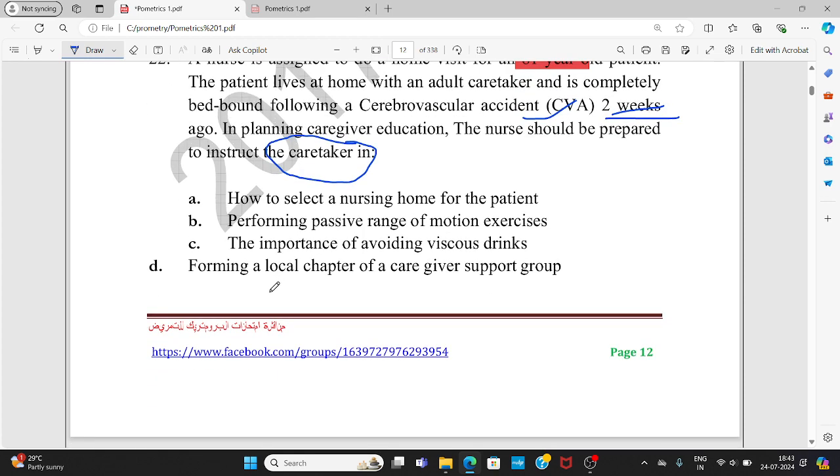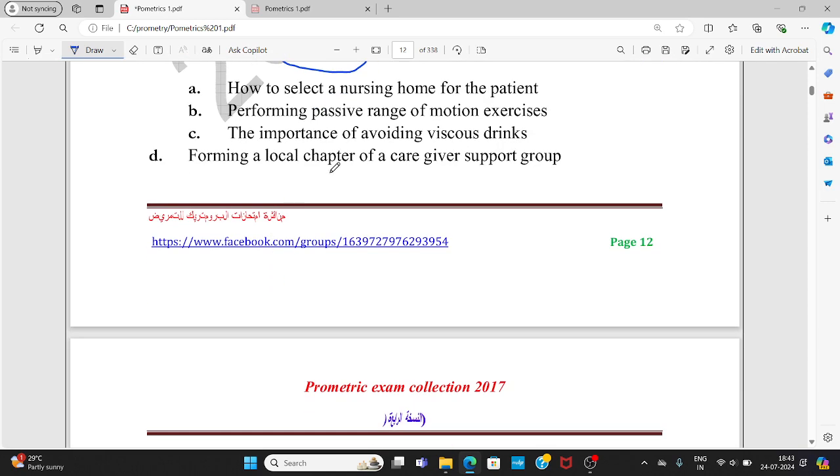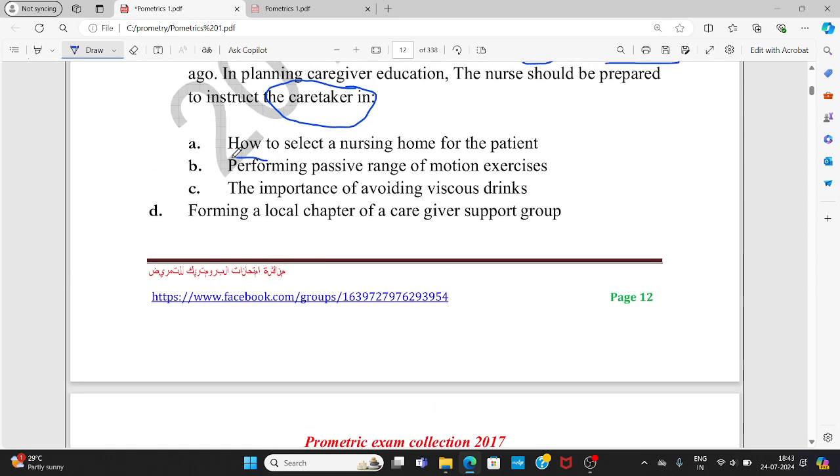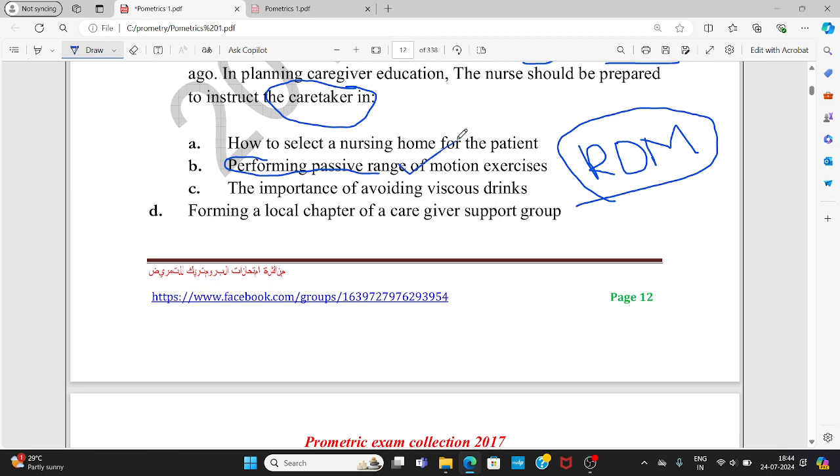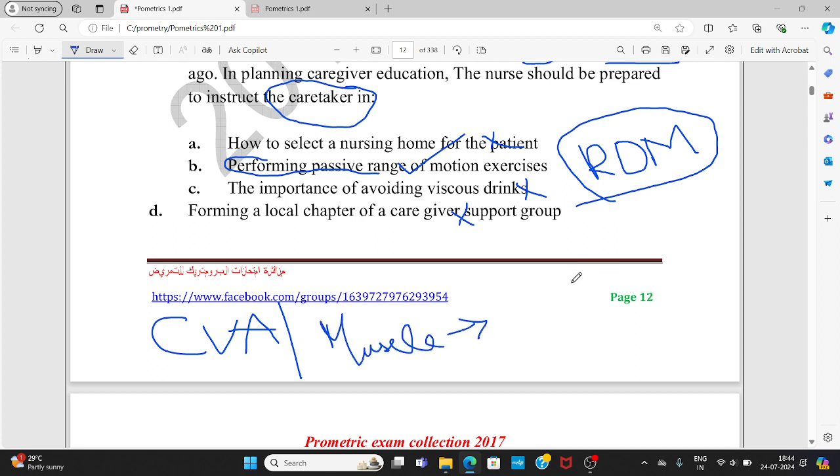What is it? How to select a nursing home for the patient, perform passive range of motion, the importance of avoiding viscous drinks, forming a local chapter of a caregiver support group. I told you already, isn't it? Most of the time, when you have stroke questions, and if it is about an intervention, then mostly the answer will come as ROM. Okay, so this can be a trick. So it should be ROM. Most of the time when the question is about CVA, some muscle injury, the most commonly used intervention is range of motion exercises.